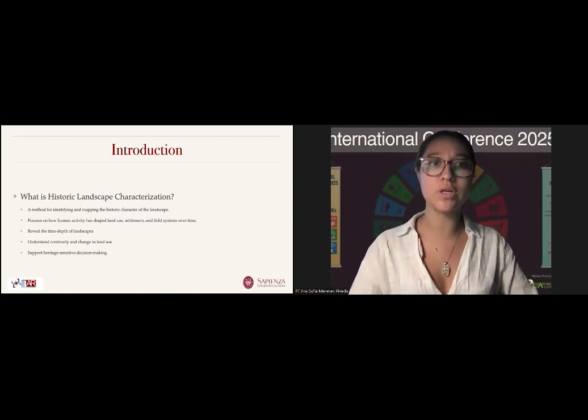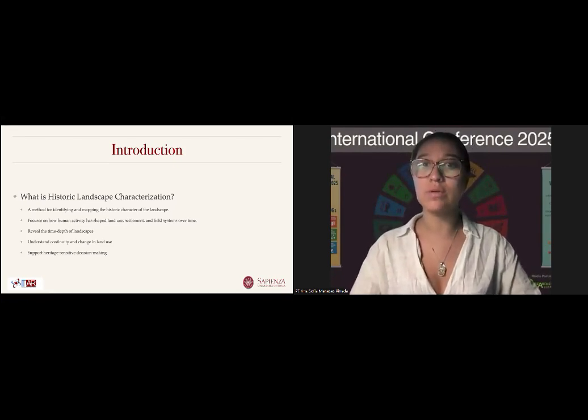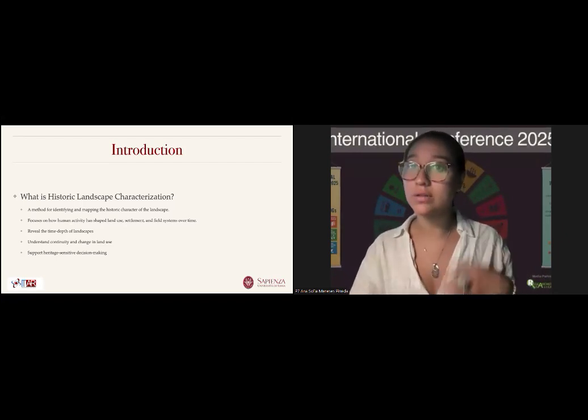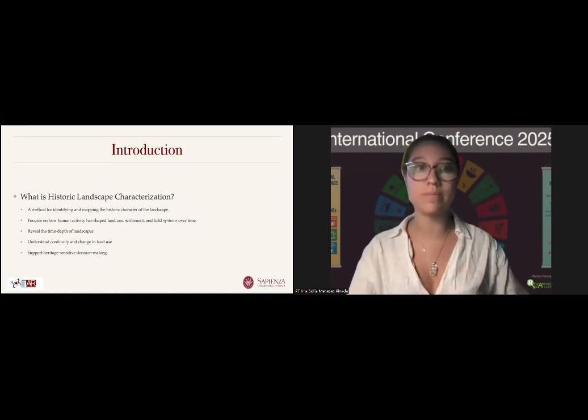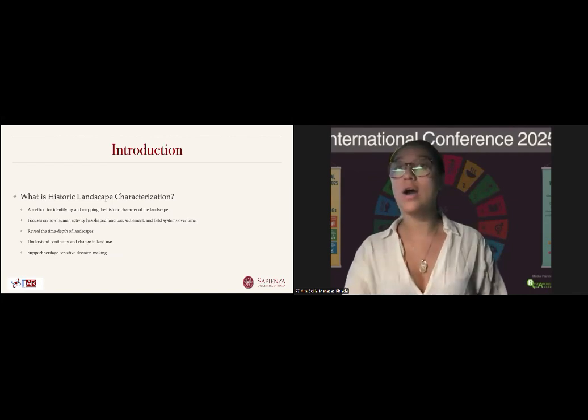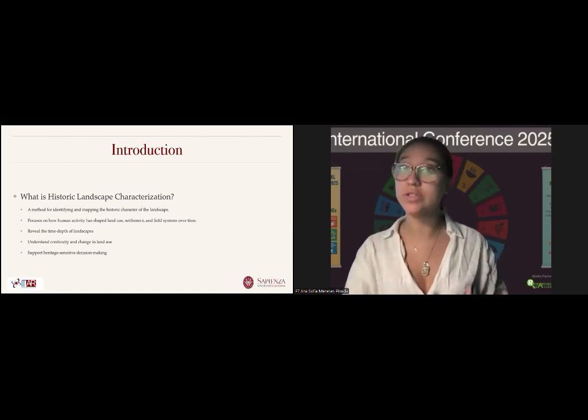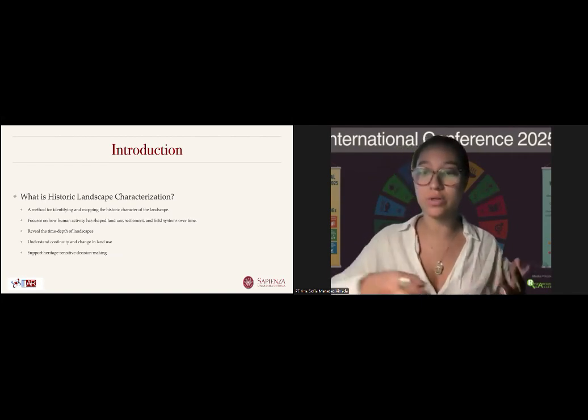It focuses on how human activity has shaped land, settlements, and field systems over time, and it reveals the time depth of the landscape. So it also helps us identify features of great importance in the landscape. This is very important because it has become a very important tool in the sphere of cultural heritage, and in my particular field, archaeology, it has also become a very important tool to identify these sorts of features that were very important for people right now and also for past cultures, ancient cultures.